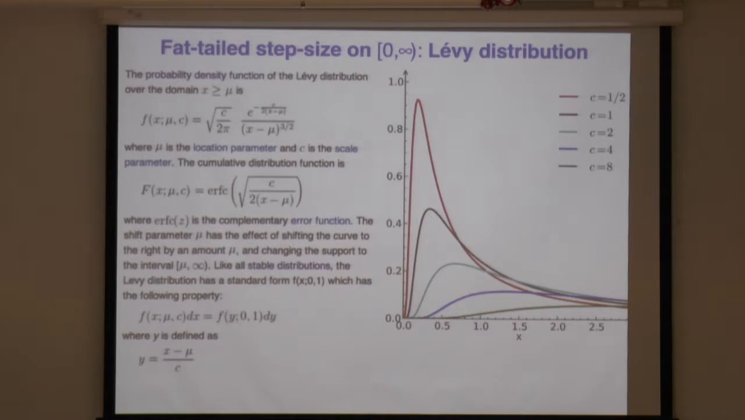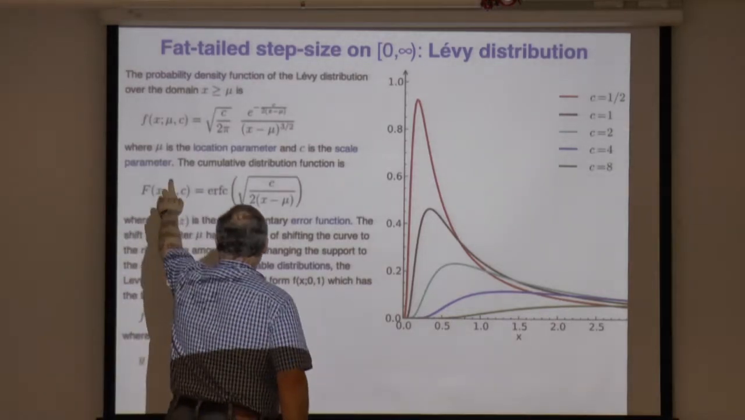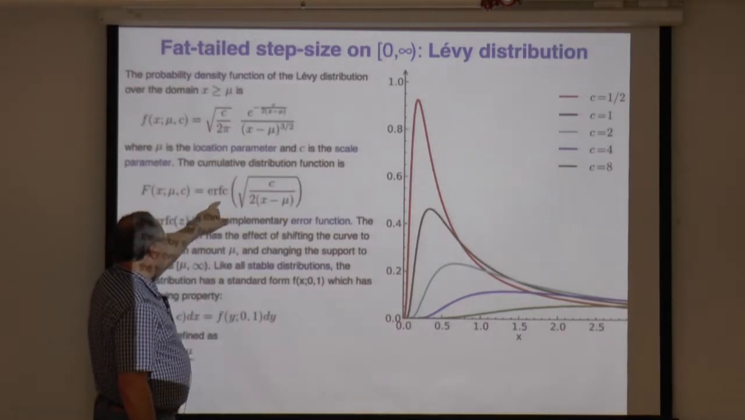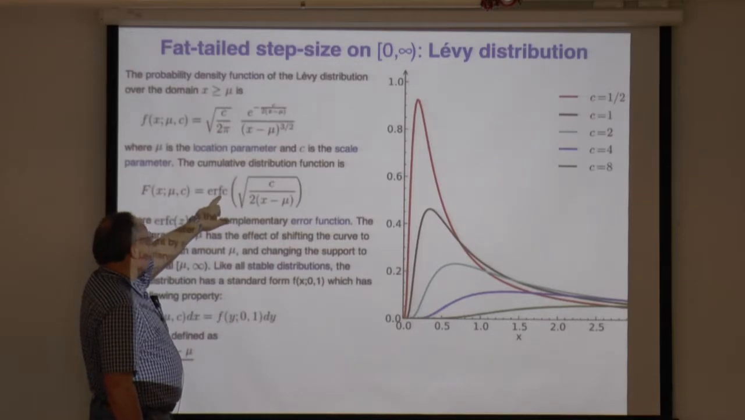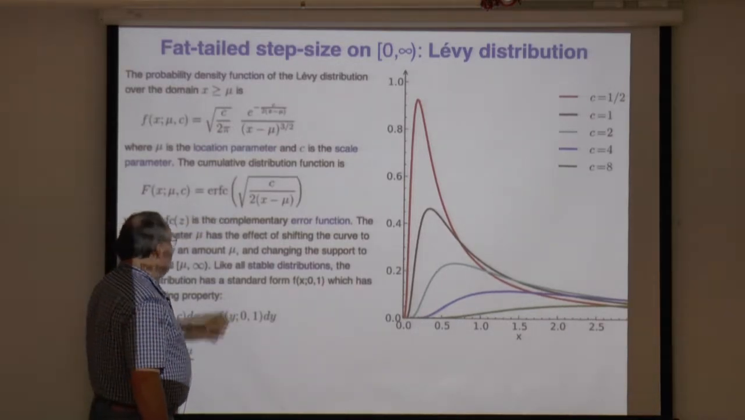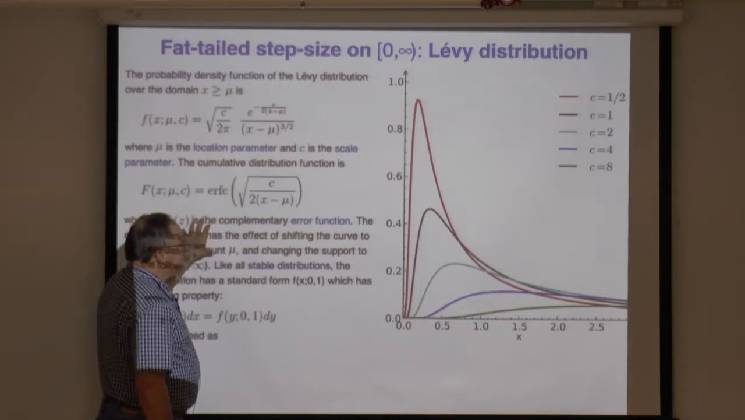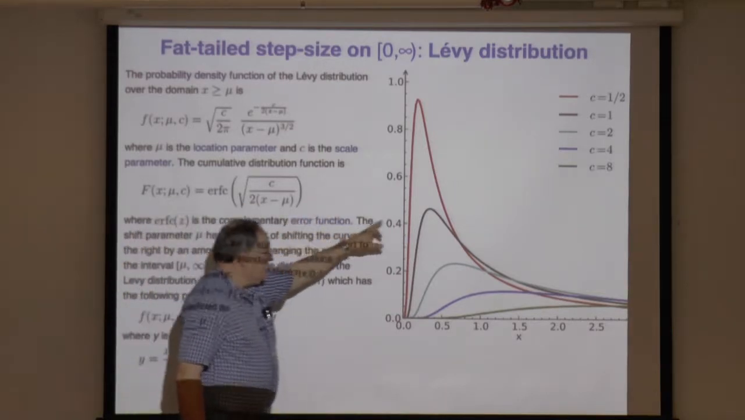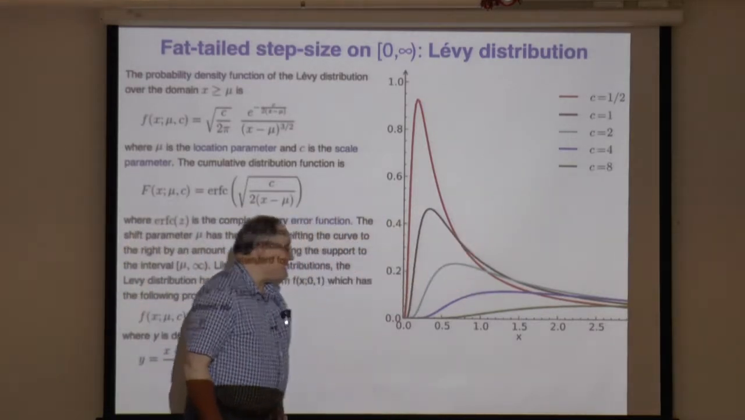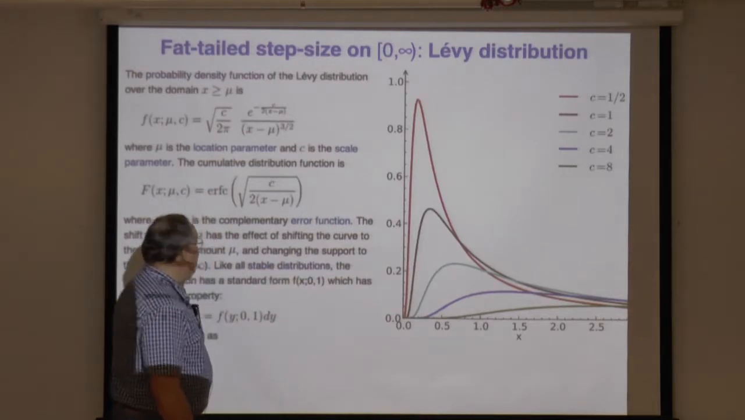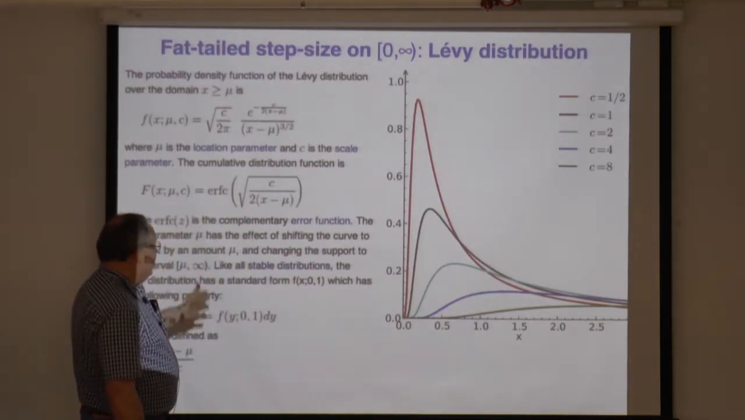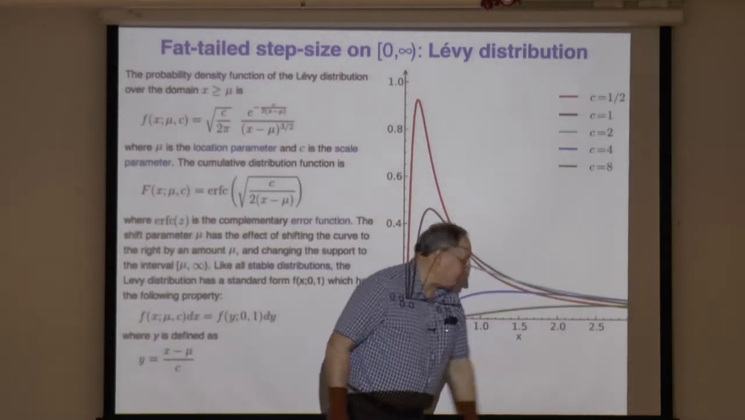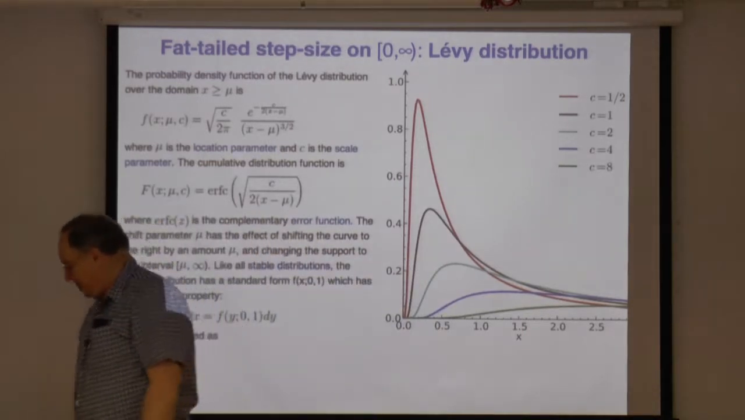The Levy distributions come from a family of distributions where this is the probability density function and this is the cumulative density function. It's defined in terms of the so-called error function, ERF. I'm not going to go into the math of this other than to show you that for different values of C, different Levy distributions, this is what they look like. And depending on the value of C, you'll get a fat tail. You can see some of these tails are going out and they're not coming down to 0 very rapidly.